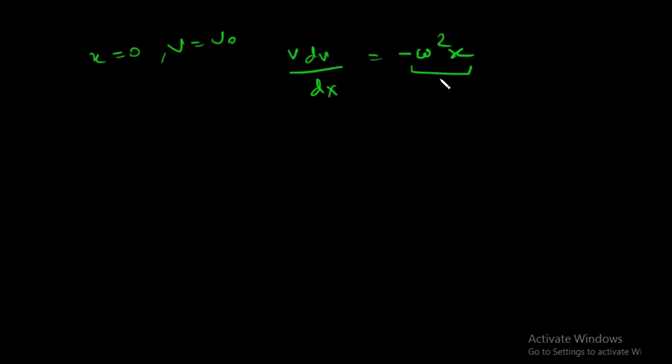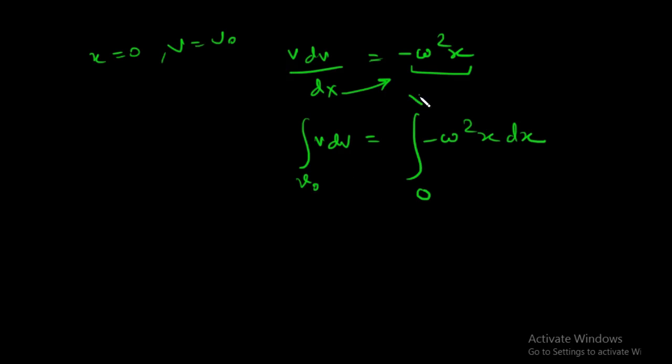Well, this is a typical equation for simple harmonic motion. Now I want to find out the velocity as a function of x. So we have v dv, we take dx over this side, so we have minus omega square x dx. So we integrate this. Now when x is 0, velocity is v0. When x becomes x, then velocity becomes v. This is the velocity we have to find out, because v0 is given.